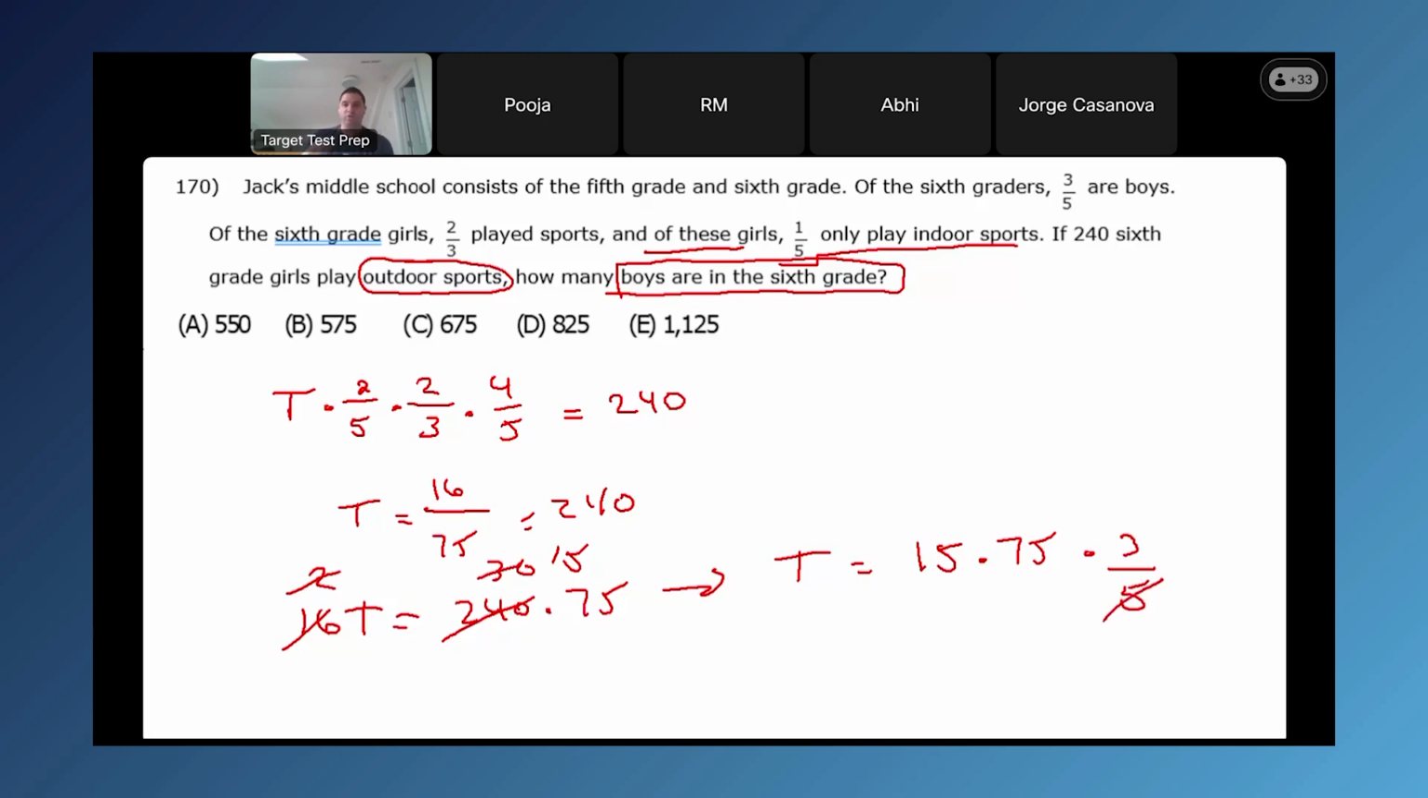5 goes into 15. I mean, we could do it either way, but 5 goes into 15 3 times. So we have T is equal to 75, or really, that's actually the boys. It's not even T anymore because it's the number of boys, because we basically are multiplying both sides by 3/5. So we'll rewrite it as the boys equals 75 by 9.